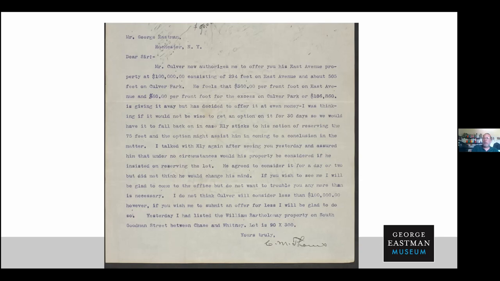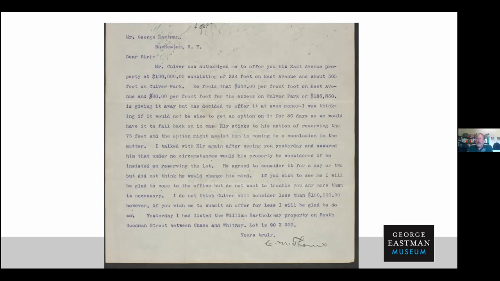At this point, the property that Eastman was looking at was actually located at 350 University Avenue. Now it is 900. This property was changed about three times for the different numbers. As the city grew, they needed to get some more numbers. So things changed. But this letter states that Mr. Culver would like to sell the property and that he'd like to get $100,000 for it.